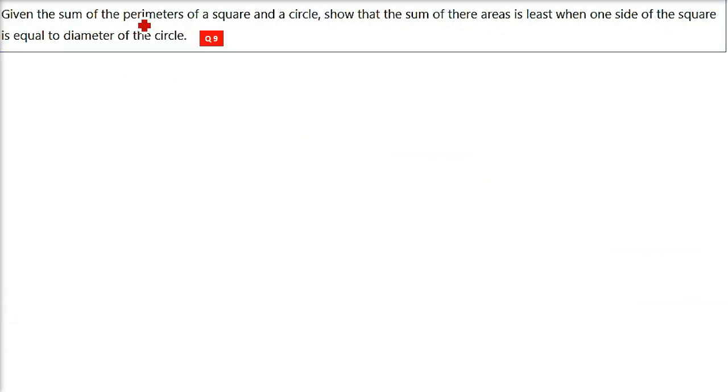Given the sum of the perimeters of a square and a circle, show that the sum of the areas is least when one side of the square is equal to the diameter of the circle. So there are two shapes we are talking about here. One is the square, the other is the circle. If we take one side as x, every side will be x because it is a square. Square means all the sides have to be equal.